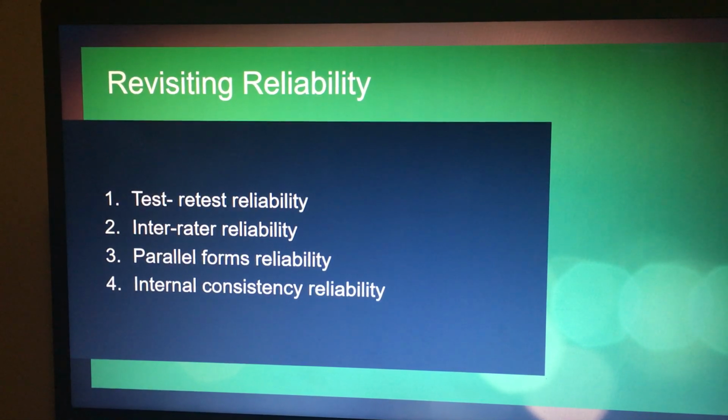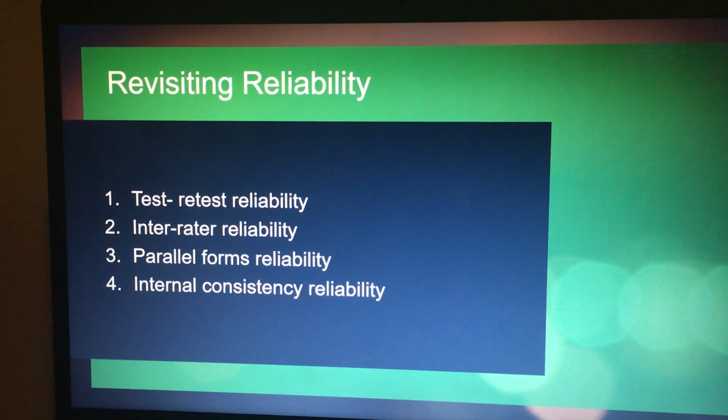All right, so we're almost done with this chapter. We're on page 15 of 17 in chapter 10. So we're going to revisit reliability, which we talked about in week 1 when we did chapter 2.